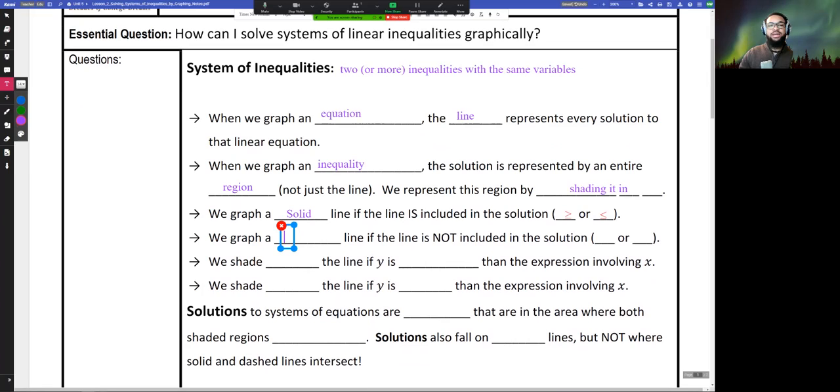We graph a dashed line if the line is not included in the solution. So that's going to be when we have just a regular greater than or a less than sign. Okay. So a solid line when we see a line underneath our inequality, and a dashed line when we don't see a line under the inequality.